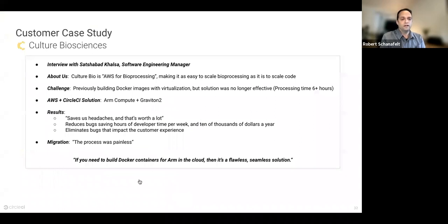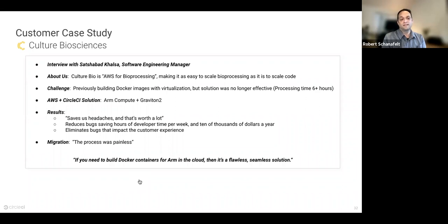We interviewed Culture Biosciences. Culture Biosciences considers themselves the AWS for bioprocessing. They say it makes it as easy to scale bioprocessing as it is to scale code. And their challenge was that previously they were building Docker images with virtualization, but the solution was no longer effective, with processing time taking in excess of 6 hours. So AWS and CircleCI have a solution that's ARM Compute and Graviton2.